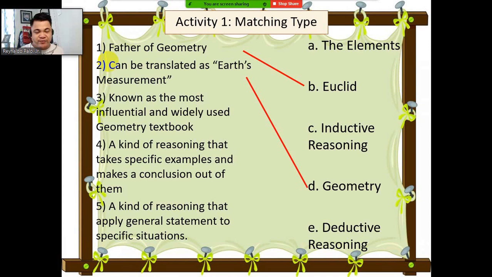It was derived from two words, geo and metron. Geo means Earth, and metron means to measure or measurement. So if we combine them, it means Earth's measurement.